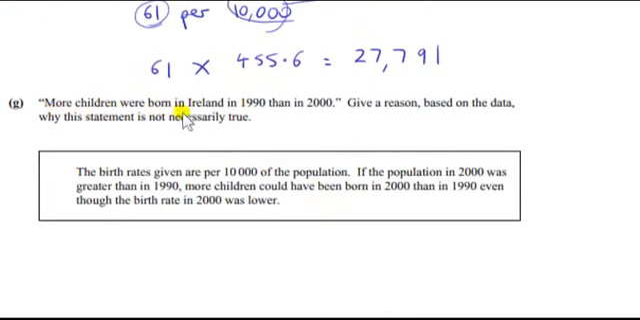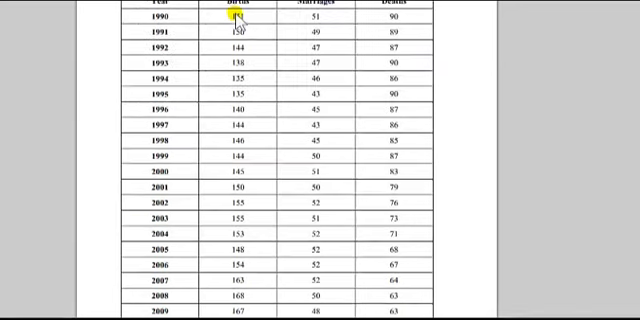More children were born in Ireland in 1990 than in 2000. So we want to give a reason why this statement is not necessarily true. Well, it depends on the population, the population in Ireland in the years 1990 and 2000. Okay, here are the figures for 1990 and 2000. Indeed, the birth rate, the number of births per 10,000 of the population in 1990, 151, is greater than the birth rate in 2000.